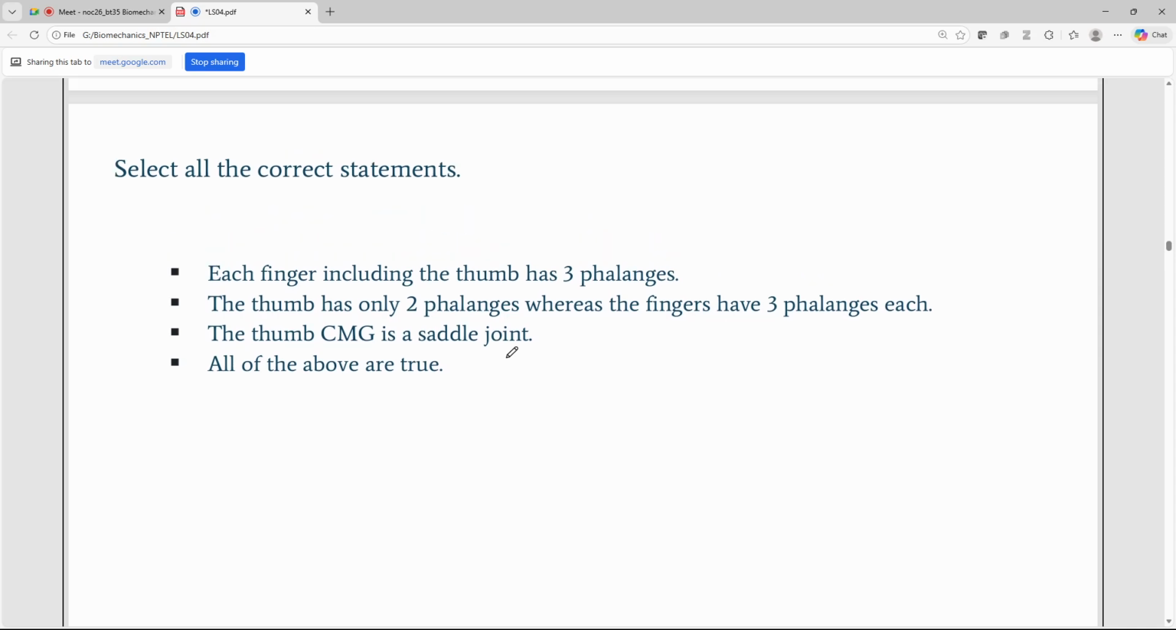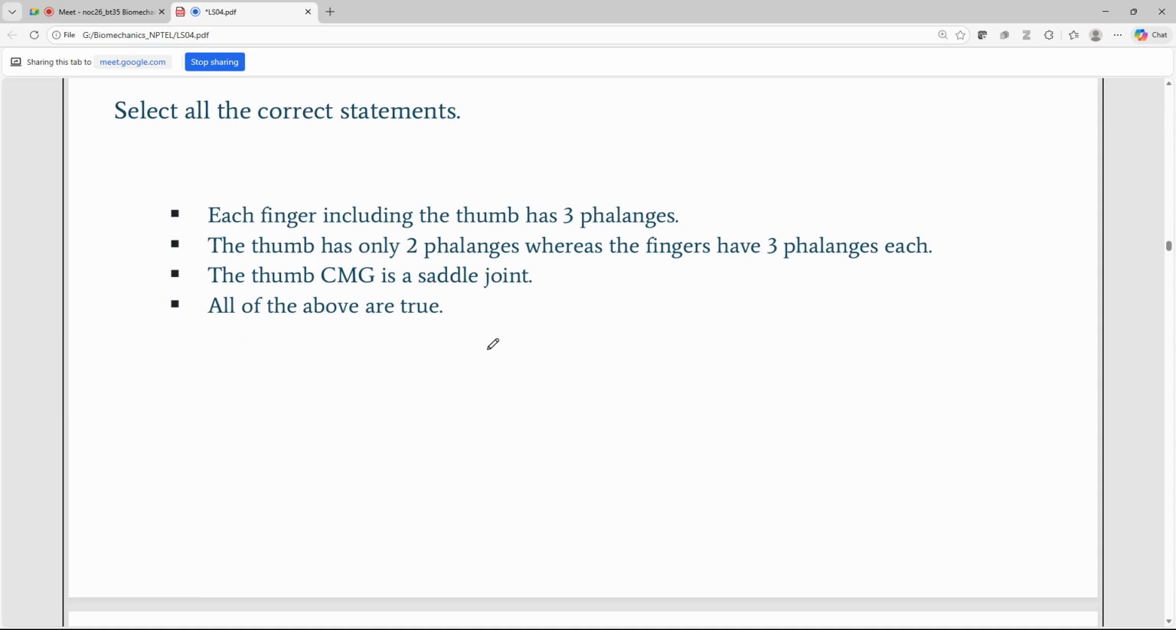Next question. Select all the correct statements. So the question itself gives a hint that there might be more than one correct statement. Options are option 1, each finger including the thumb has 3 phalanges. Next option, the thumb has only 2 phalanges, whereas the fingers have 3 phalanges each.